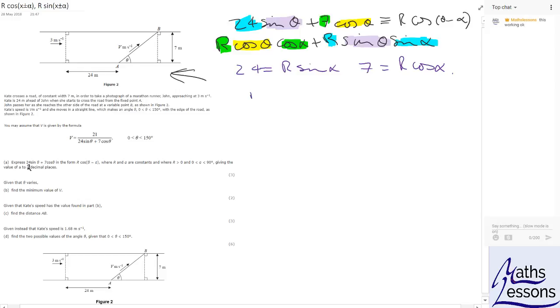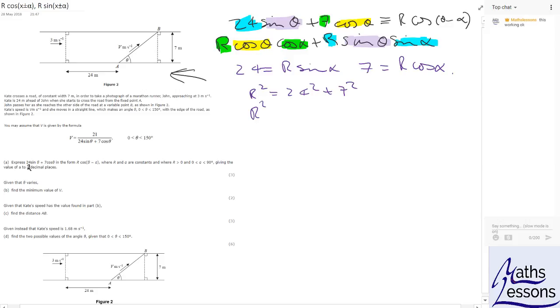So if I do square them and add them together, you should realise that r squared equals 24 squared plus 7 squared. It's always equal to those two things. The reason being, if you square the left-hand one, you get 24 squared equals r squared sine squared alpha, and 7 squared equals r squared cos squared alpha, and you add them all together, you can take out a factor of r squared, and the sine squared plus cos squared equals 1. So you get to here.